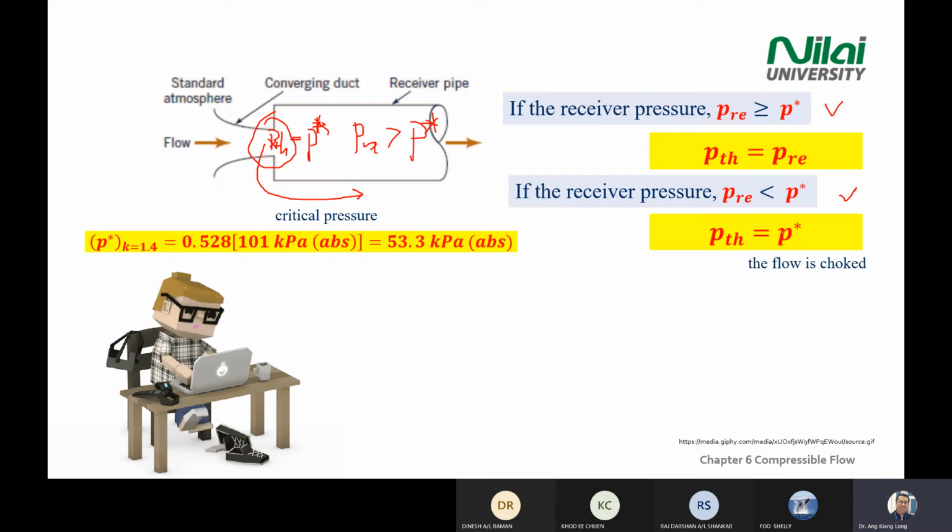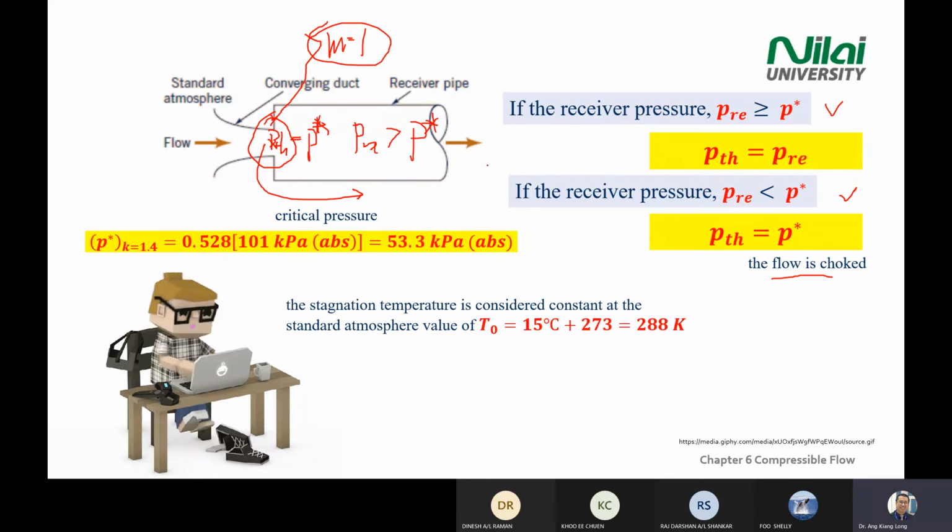So if you have a P star, if your P throat equals P star, meaning you have a Mach number equal to 1 here, you have a shock wave over here. In this phenomenon you have a choked flow. You will choke your flow here.